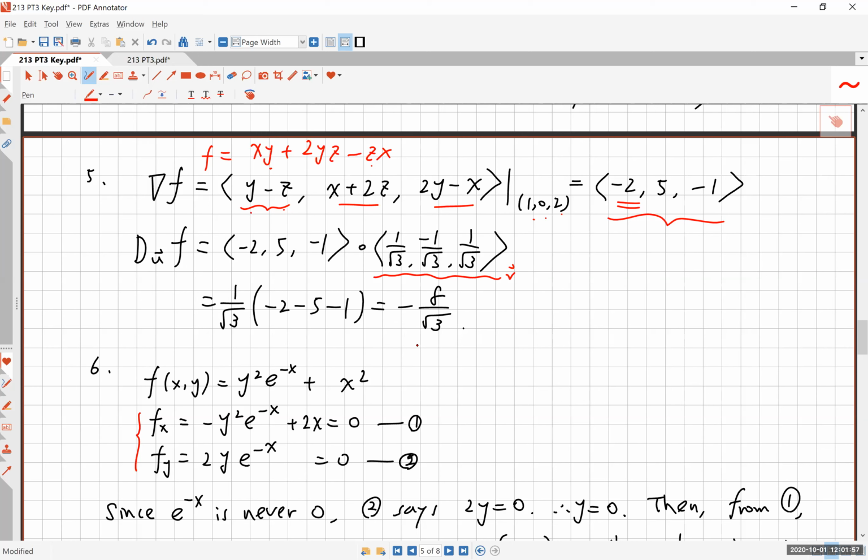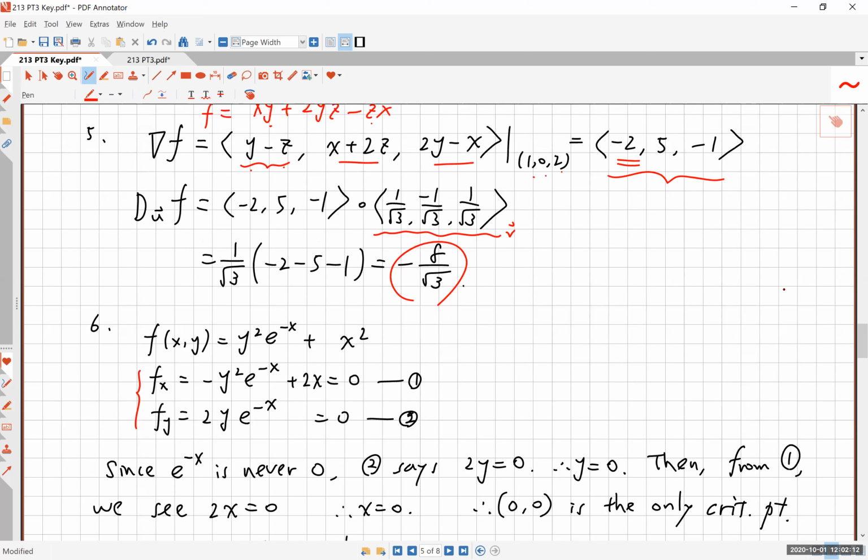And remember, the answer will not be a vector. It's one number, and this number is negative 8 over the square root of 3. Do you have to rationalize the denominator? No, okay? You can if you like, but it is rather meaningless for a mature student like you.